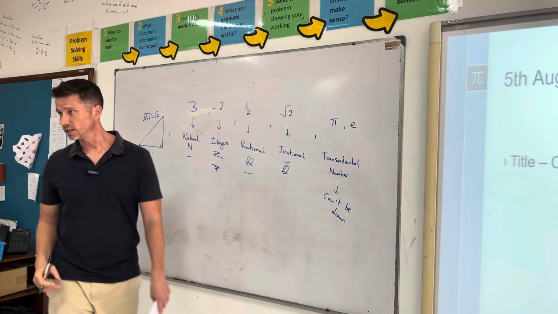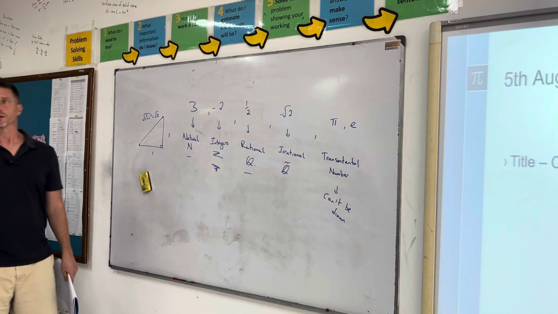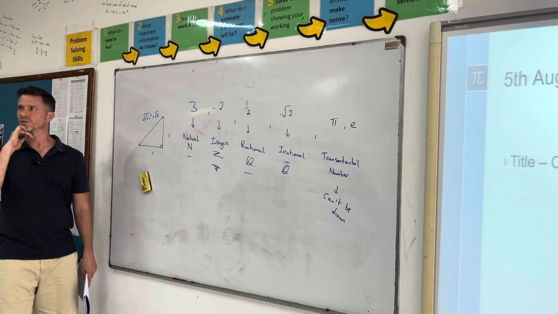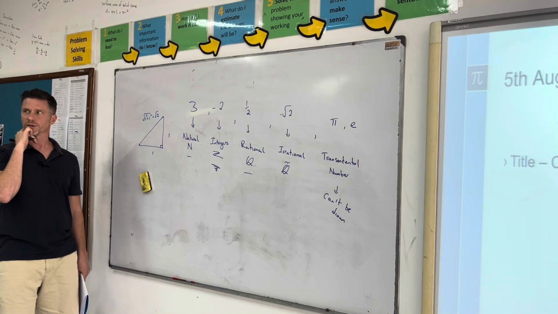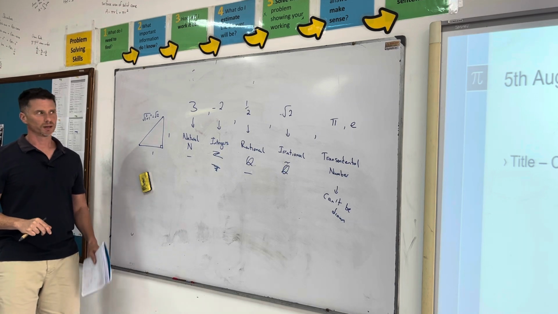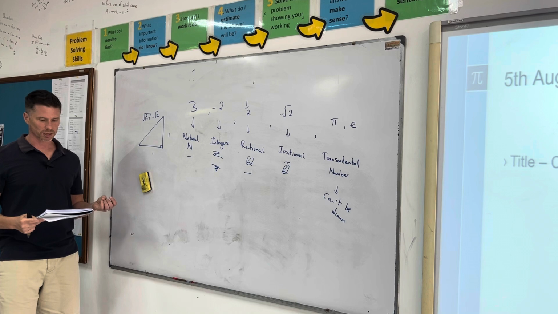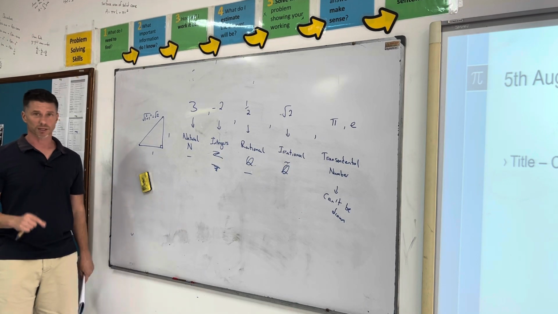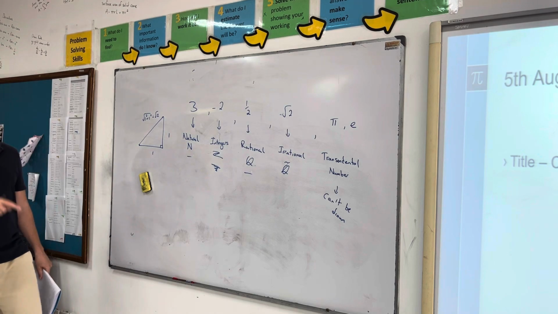If you ever see e, 2.718 or so, it's used a lot in compound interest. If you see something compounding over time, it reaches a limit of e, which we'll get to at a different stage. So there are the numbers we deal with. All of these numbers are real numbers.